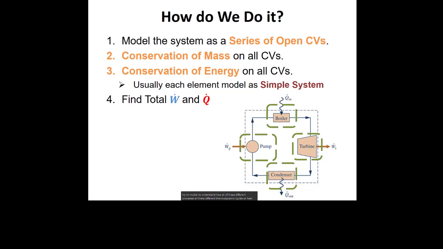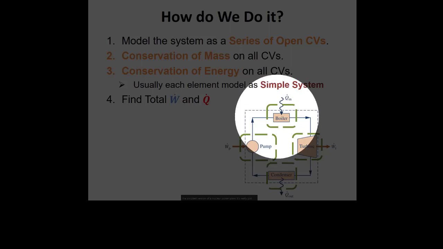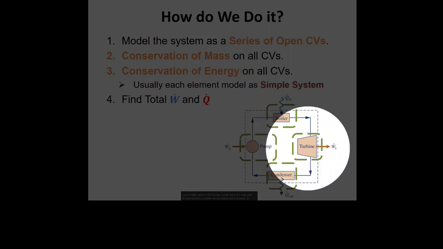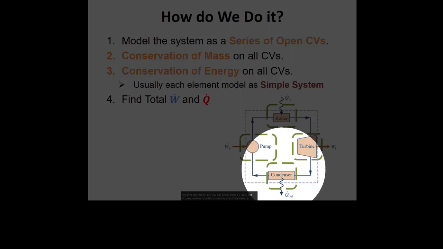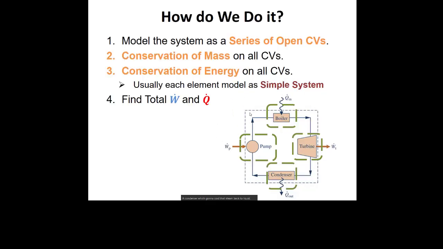Now, when we think about at least the simplest version of a nuclear power plant, it's really just 4 open systems. A boiler, right? Something to boil the water. A turbine, which is going to extract work from the steam. A condenser, which is going to cool that steam back to liquid. And then a pump, which is going to drive the pressure back up. Right? So what we're going to do eventually when we do a first law analysis on something like this, a coal power plant, is we're going to do a first law analysis on all these components, and then we're just going to add the results together. Right? So we'll need to do conservation of mass and conservation of energy on all of these systems.